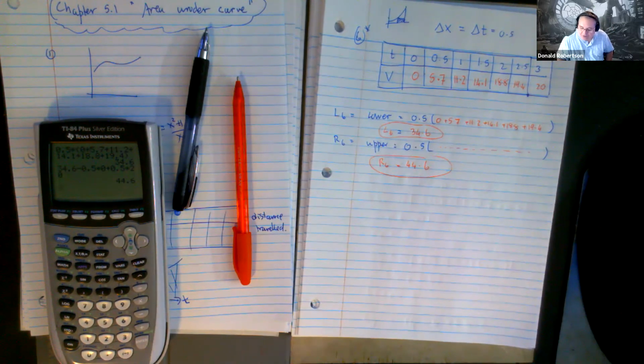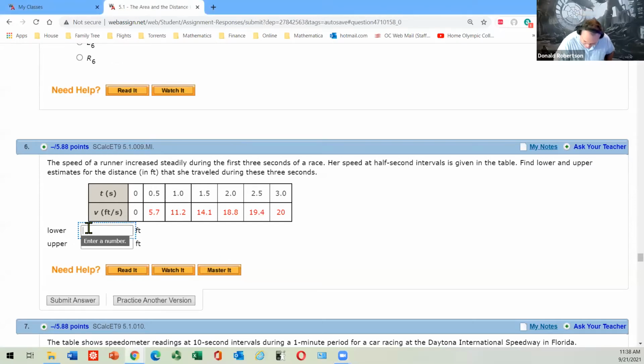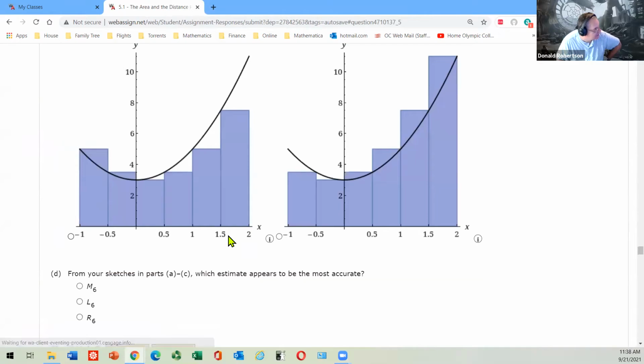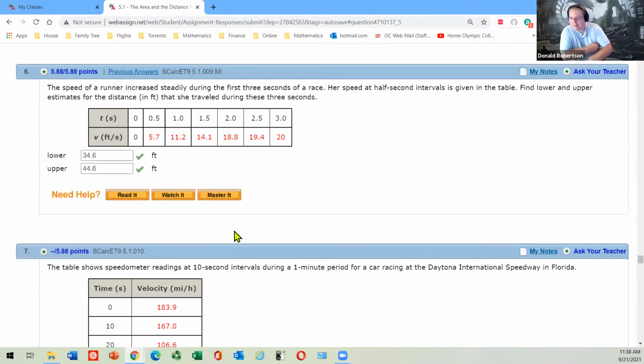Okay, how confident are you that I didn't screw up there? Because I am never confident when I do anything like this. I'm going to go in and we're going to check it out. So according to what I just did, this should be 34.6. And this one should be 44.6. And submit answer. Am I good or am I good? Yay, I got one right.